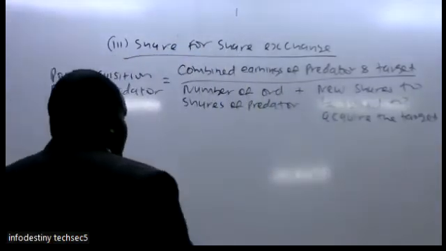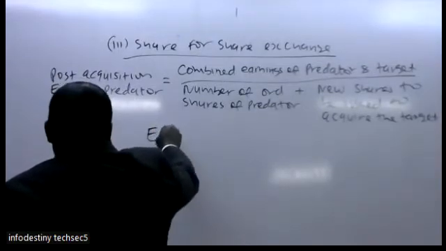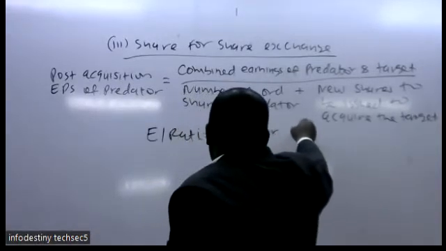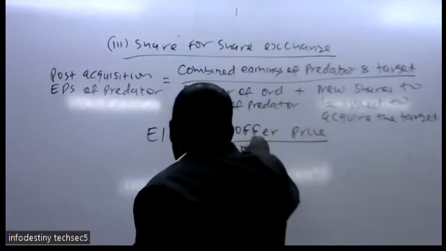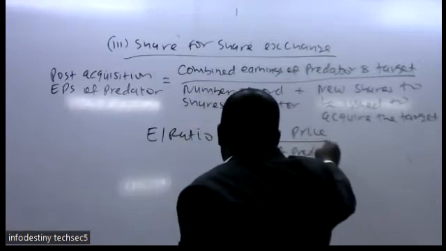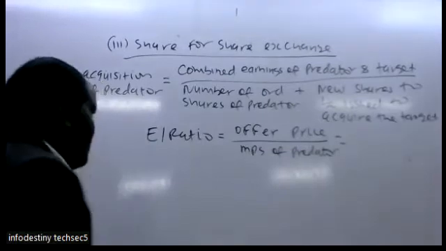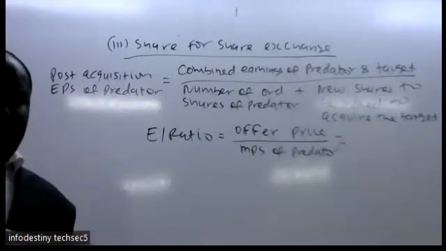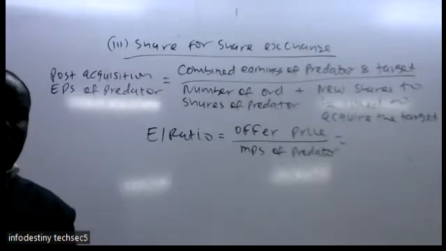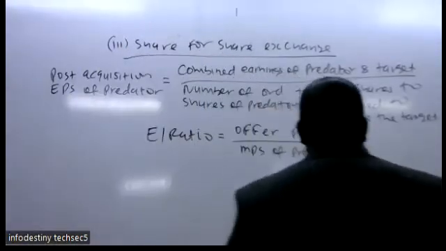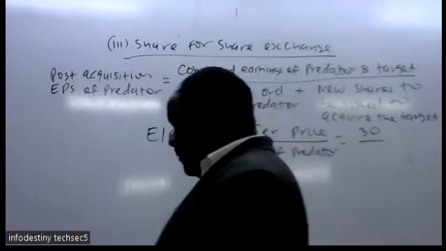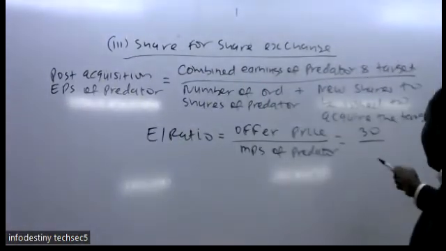So to compute the new shares to be issued, we need to calculate the new exchange ratio, which is simply the offer price divided by the market price per share of the predator. They have given you the new offer price; you can see it in Roman letter 3. They have agreed for an offer price of how much? So we take the 30 shillings, divide by the market price per share of the predator. The predator is B limited. You can see the market price per share was given as 60, isn't it?